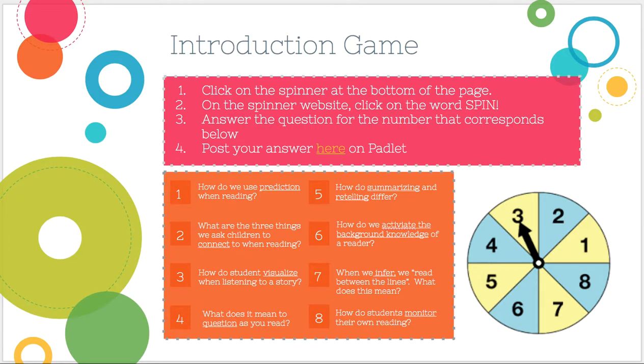For your warm-up game this week, we're going to use a spinner, and I use spinners all the time with my students, especially in the area of reading comprehension. So what you'll do is click on the spinner, and it'll take you to a website where you'll spin, and then on your spinner, whatever number you get, come back here and read the question. These 8 questions have to do with reading comprehension that we'll be studying this week.